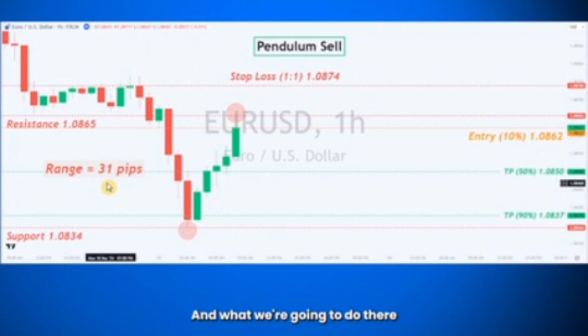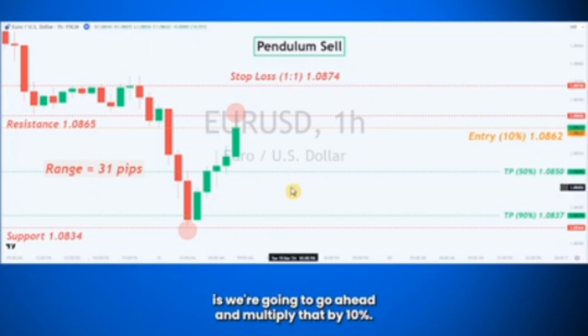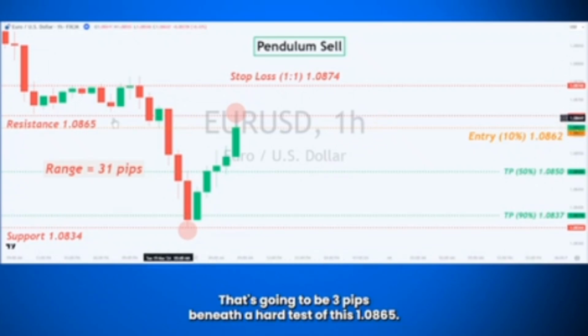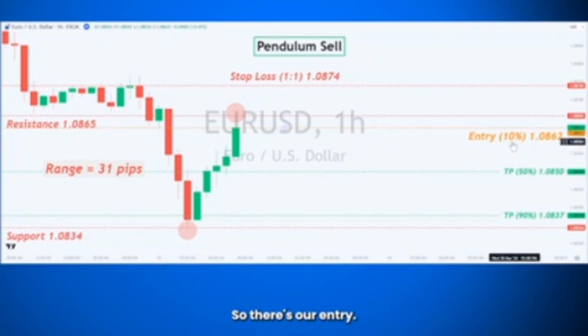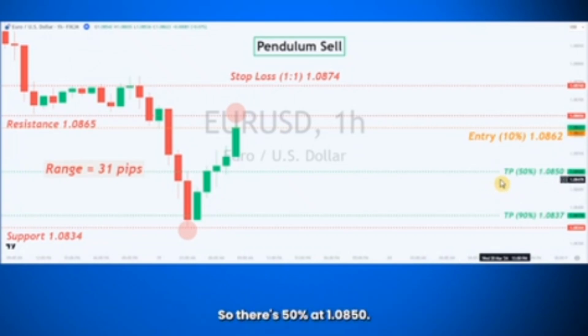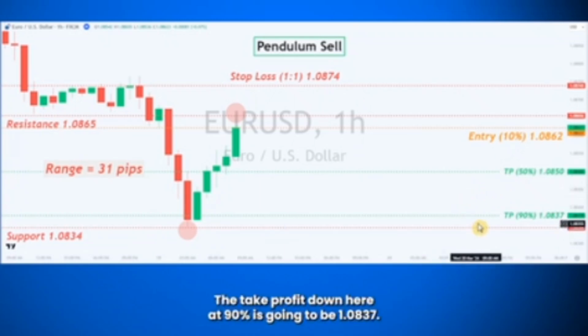And what we're going to do there is we're going to go ahead and multiply that by 10%. That's going to give us our entry point. That's going to be 3 pips beneath a hard test of this 108.65. So there's our entry. Our first take profit is 50% of the range. We're going to go ahead and round that to about 15 pips to have us some nice easy numbers to work with. So there's 50% at 108.50. The take profit down here at 90% is going to be 108.37.